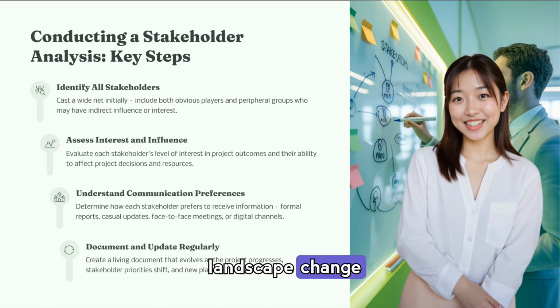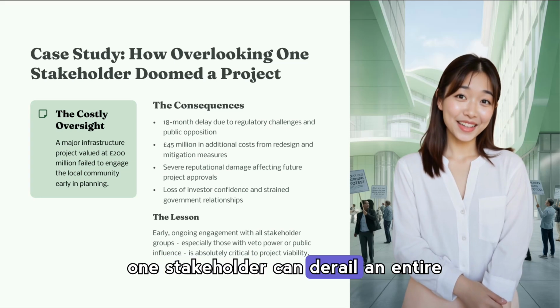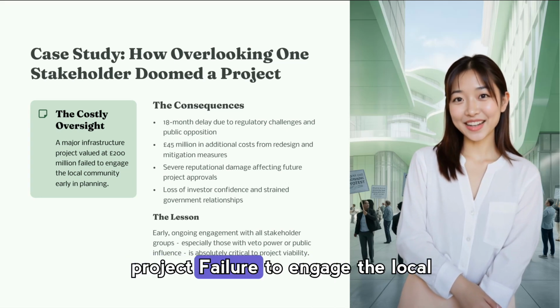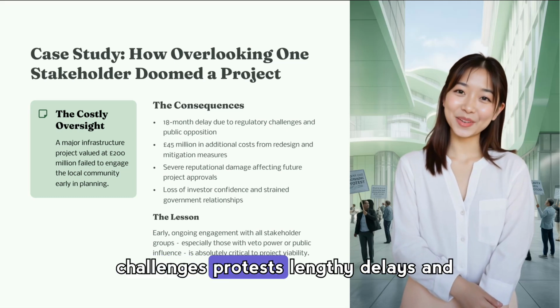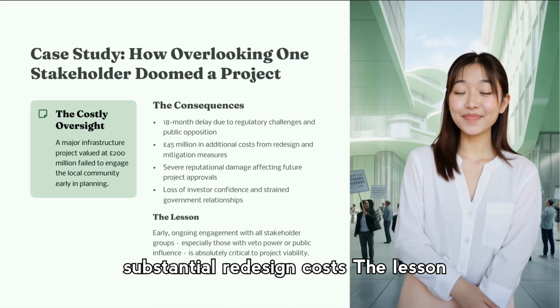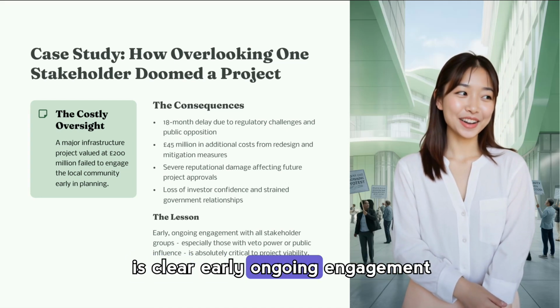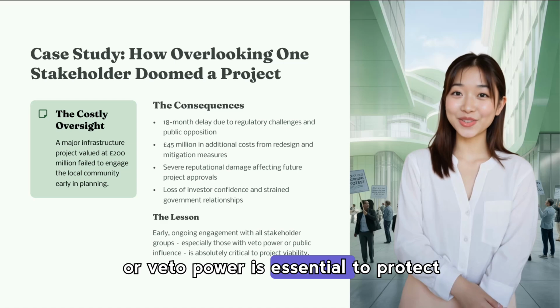This case study shows how overlooking one stakeholder can derail an entire project. Failure to engage the local community early led to regulatory challenges, protests, lengthy delays, and substantial redesign costs. The lesson is clear: early, ongoing engagement with groups that have public influence or veto power is essential to protect timelines, budgets, and reputations.